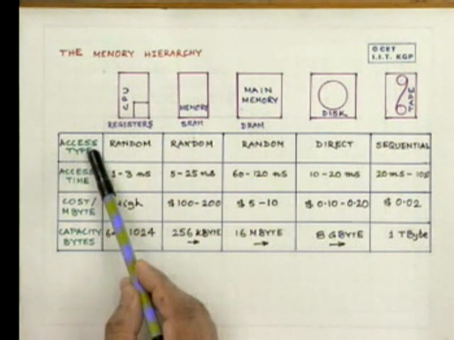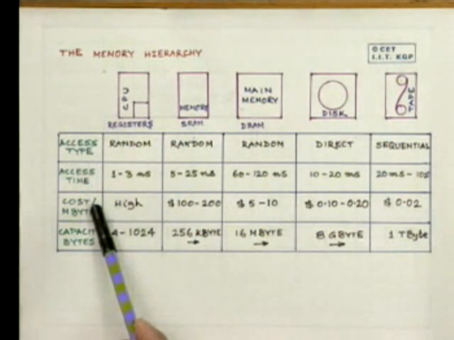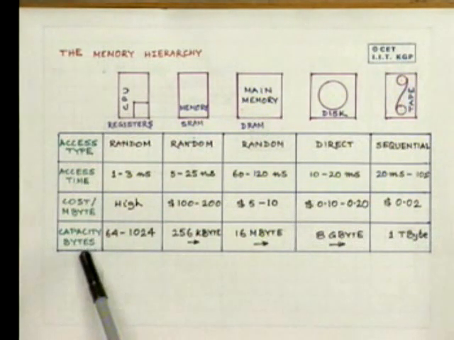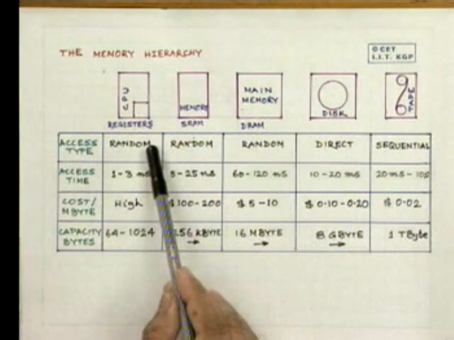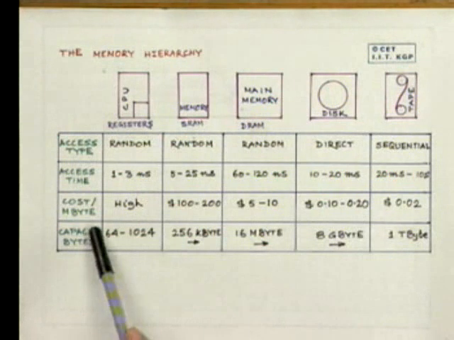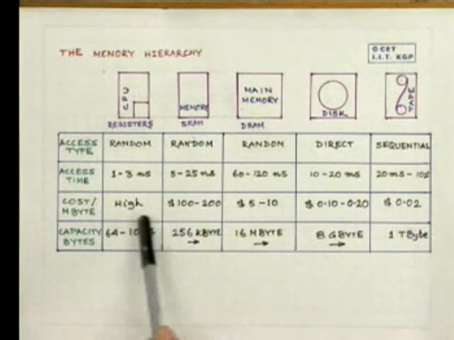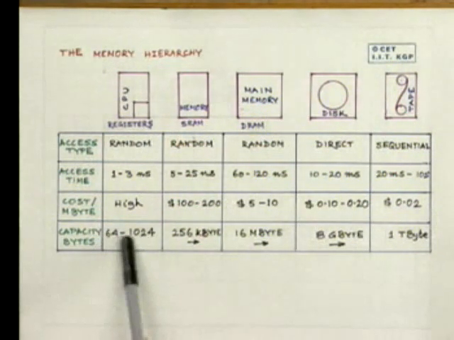Here is access type, cost per megabyte, and the capacity in terms of bytes. Now, in the case of registers, naturally the access type is random. Access time is 1 to 3 nanoseconds. Cost per megabyte is high, and the capacity is say from 64 to 1024.